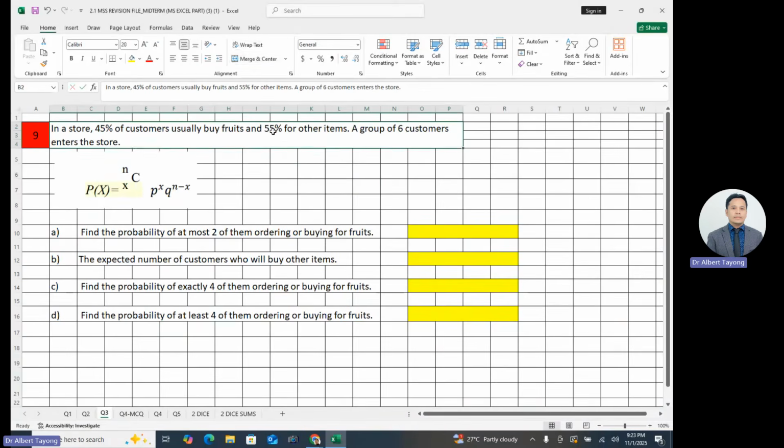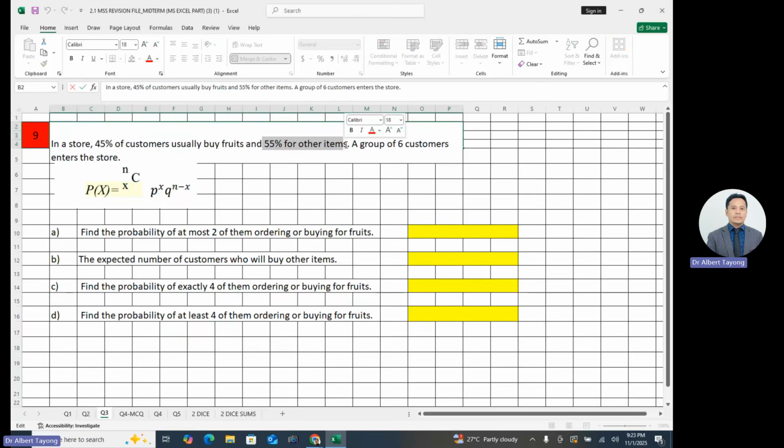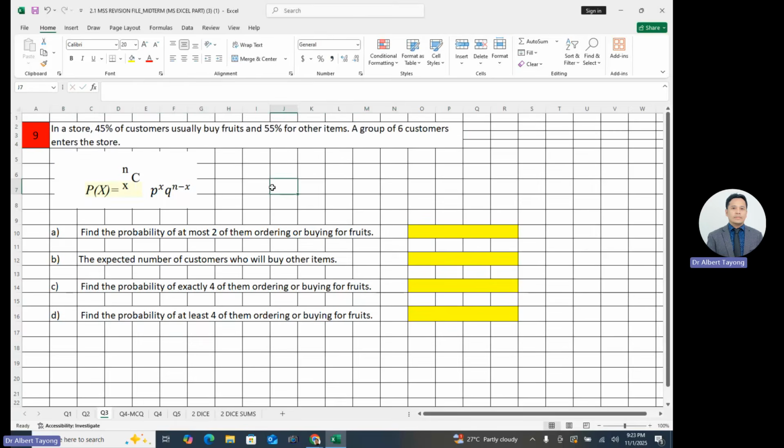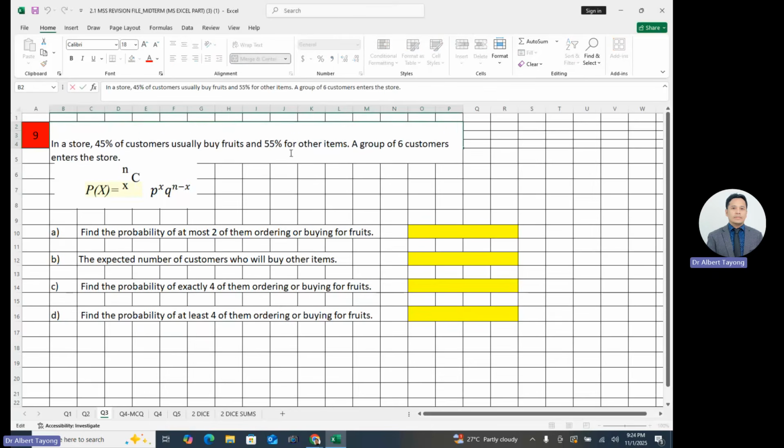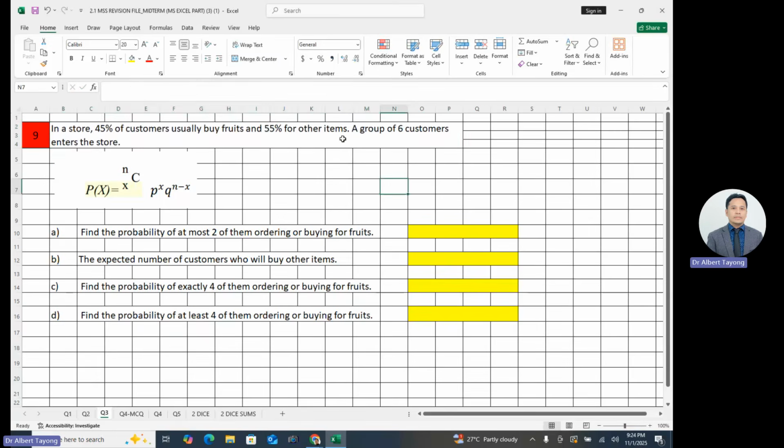So it means that 55% here, this could be soap, shampoo, and other items. Okay, so this is assuming, for example, in 1 month, you analyze your data and you found out that 45% of the sales belong to fruits and 55% for other items. So we can use this data to calculate the probabilities, assuming that there are 6 customers coming in, and assuming that these customers are going to buy some items inside the shop.